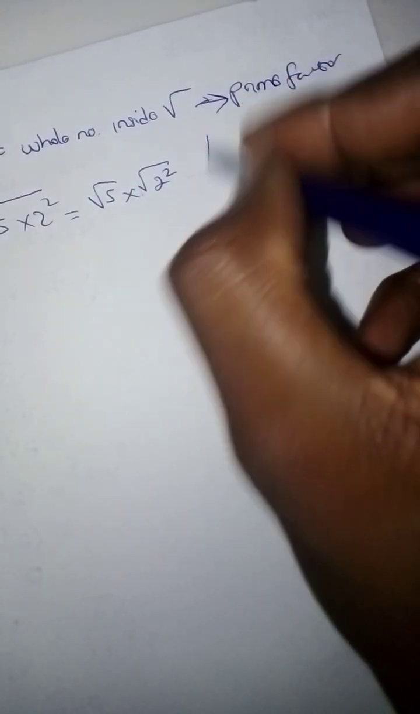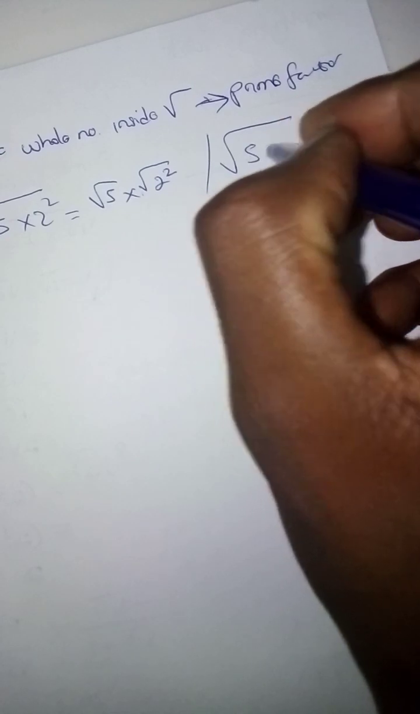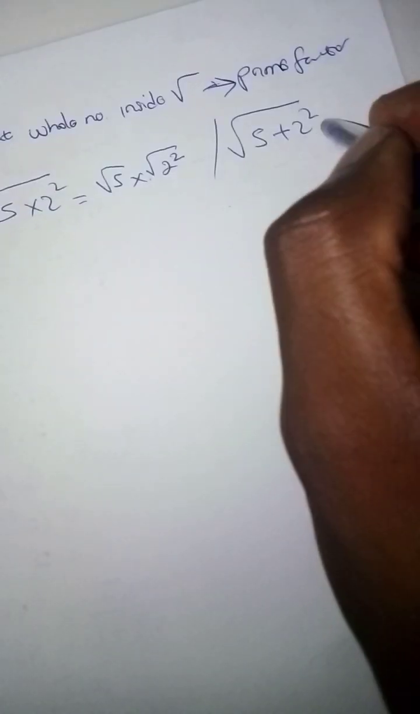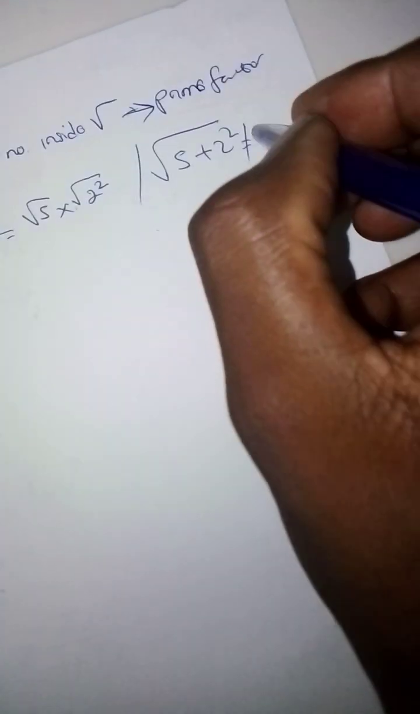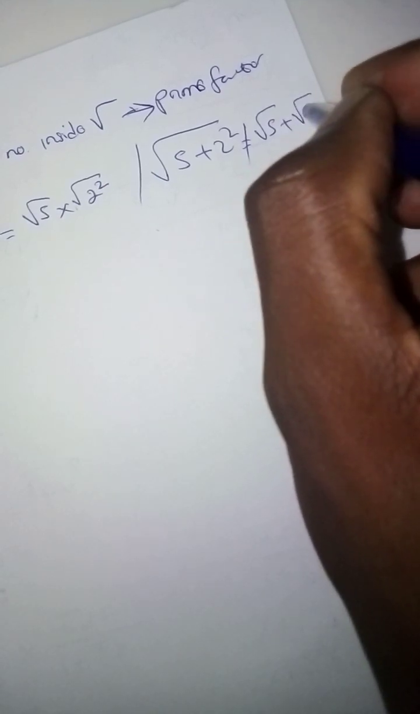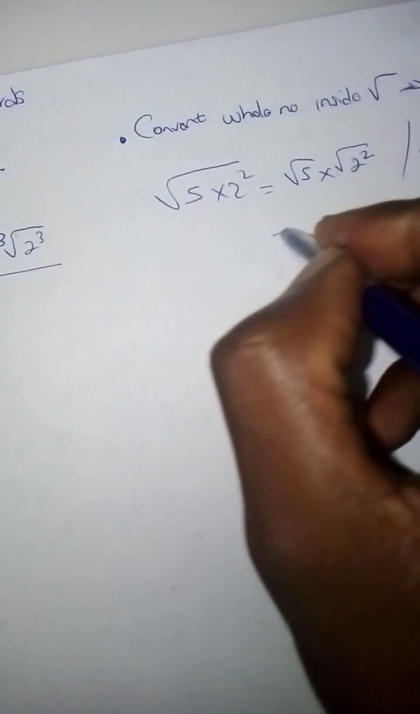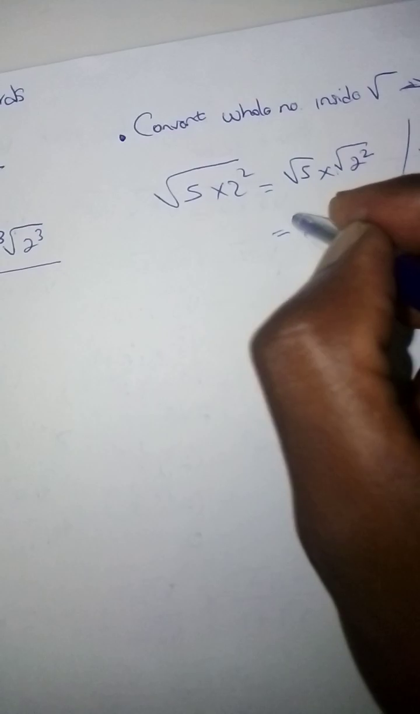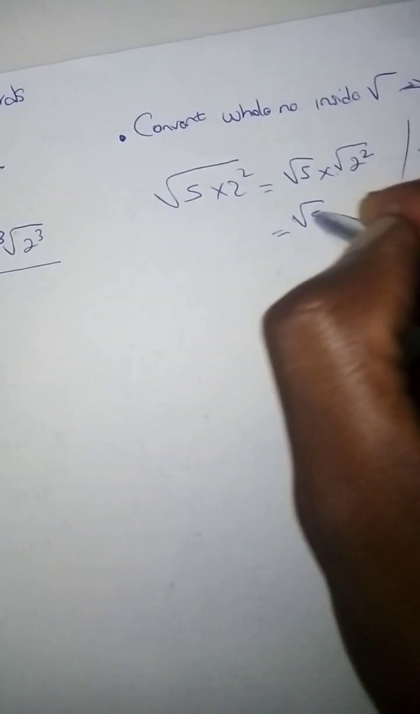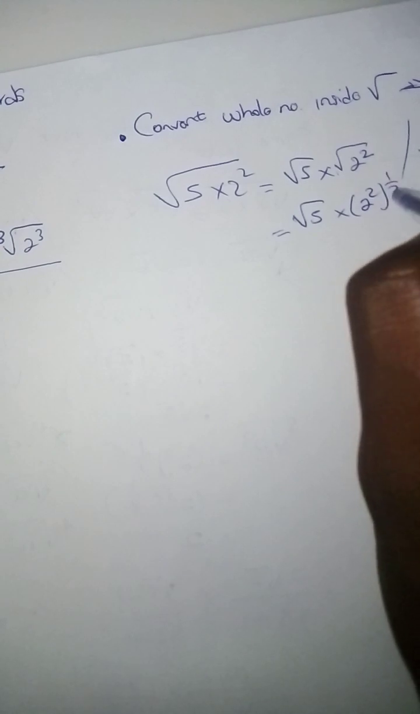So if we had a square root of 5 plus 2 squared, this would not be equal to a square root of 5 plus a square root of 2 squared. This only applies if we are multiplying the terms. If we're not multiplying the terms, then this is a law that does not apply. So from here we have a square root of 5 times 2 squared to the power 1 over 2.